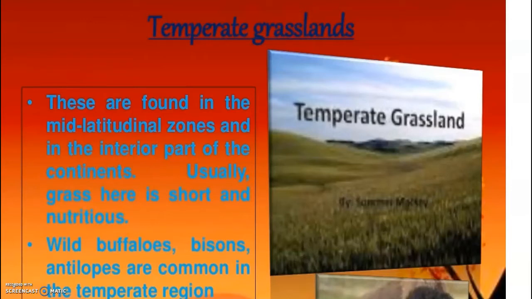Wild buffaloes, bisons and antelopes are common in temperate grasslands. This is the picture of temperate grassland.